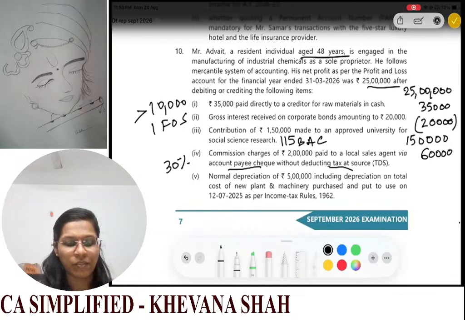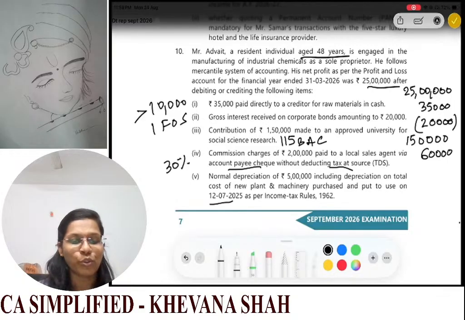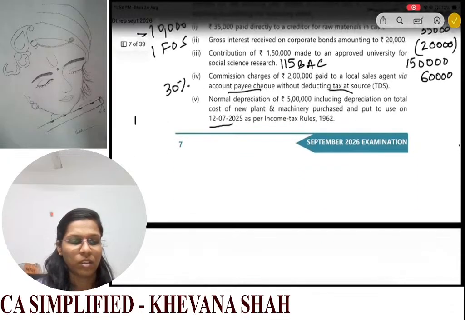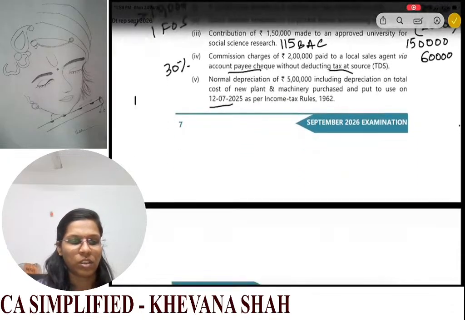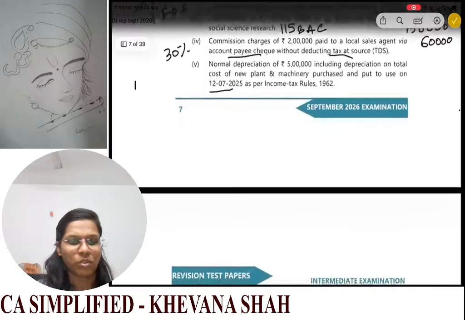Now normal depreciation of 5 lakh, including depreciation on the total cost of new plant and machinery purchased and put to use on 12/7. Now since it is purchased and put to use on 12/7, you will be able to claim full depreciation for that. Okay, new machinery put to use.